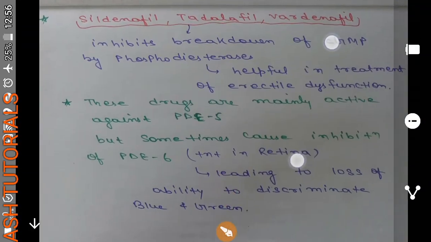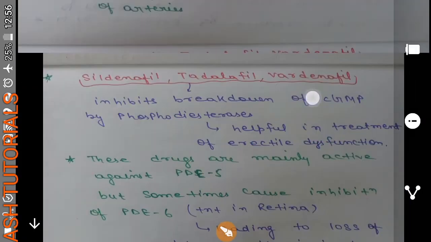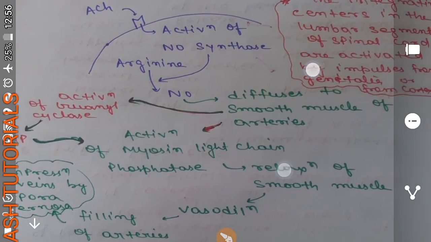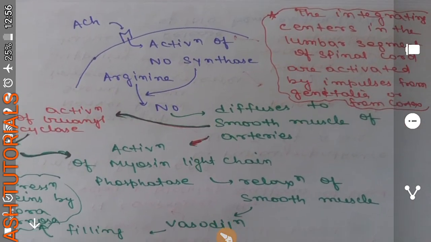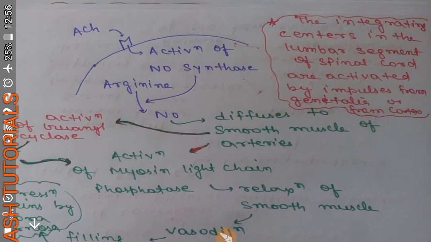Now moving to its applied part. One more point I have left here, so first discussing that point. Here is that point, that the integrating center is in the lumbar segment of the spinal cord. And the CNS is sending impulses, fibers to the lumbar segment of the spinal cord. So I have written integrating centers in the lumbar segment of the spinal cord are activated by impulses from the genitalia or from the cortex.